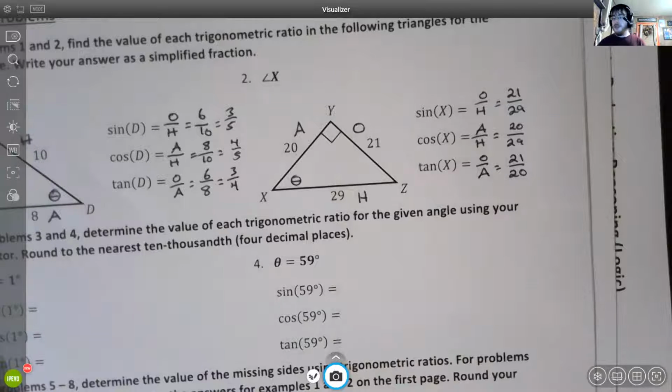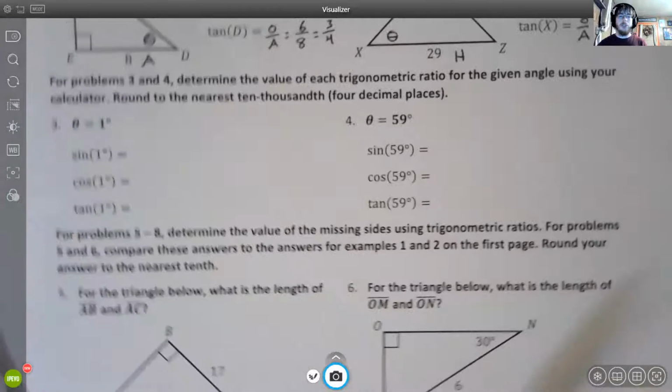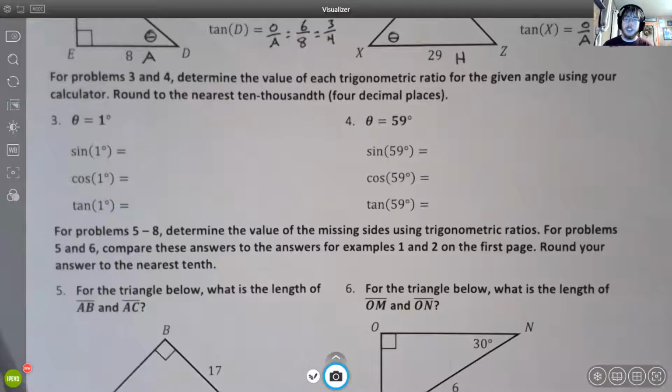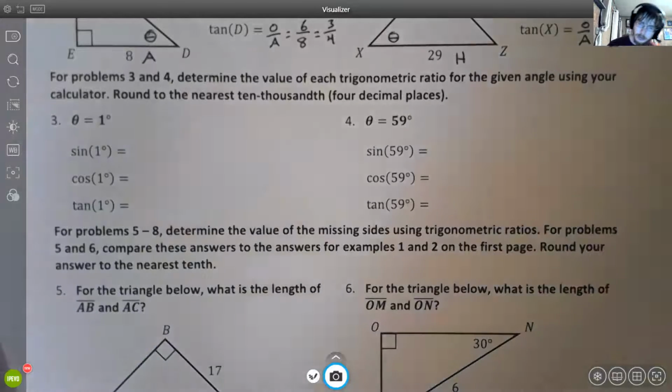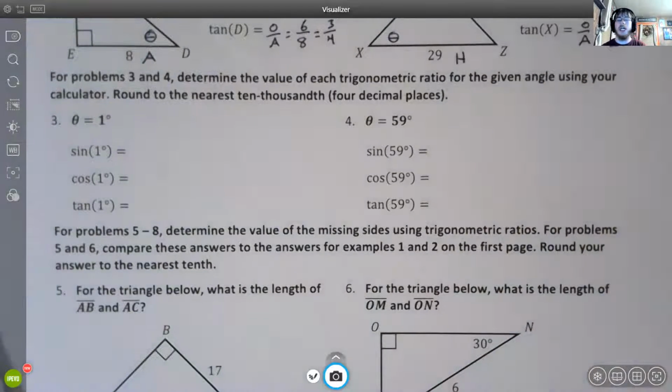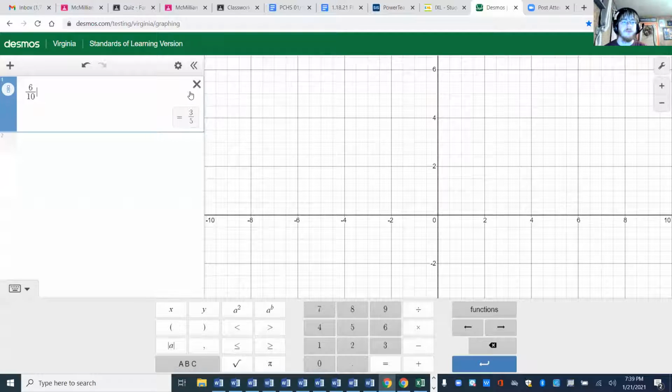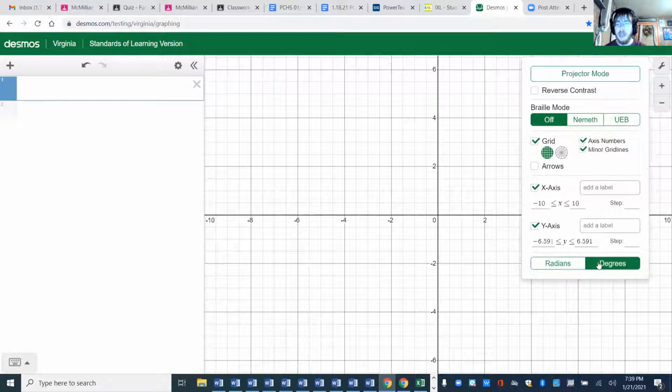All right, so for problems 3 and 4, it wants us to determine the value of each trigonometric ratio for the given angle using your calculator. And it wants us to round to 4 decimal places. So we're going to go to Desmos, and our first one that we're wanting to use is theta equals 1. We're wanting to find the sine, cosine, and tangent of a 1-degree angle. This is why we needed our calculator to be in degree mode.